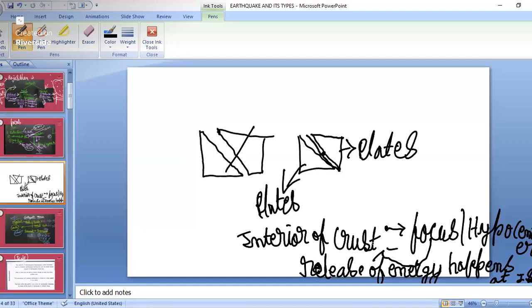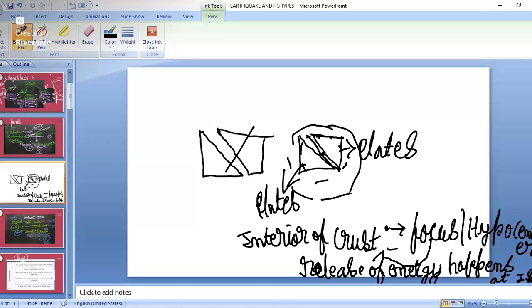Now this interior of the crust means what? We can say the interior of the earth also, like the crust is a part of the interior of the earth. Now what will happen from this part? Suppose energy is being released at this particular part. From here we'll have energy release all over in a circular manner. The energy will travel in all directions.